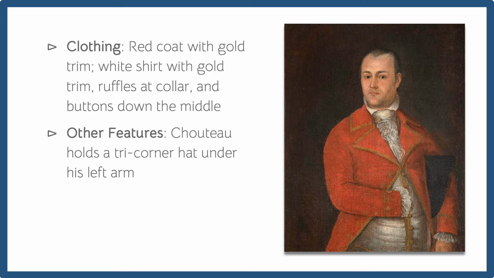The design of the coat and shirt is typical of French menswear during the 18th century. This style of fashion became popular throughout Europe in the latter part of the 1700s, with the gold details on the coat varying from country to country. What, besides the subject, is displayed in the painting? It's a little hard to see, but Chouteau holds a tri-corner hat underneath his left arm, a hat which was worn by the French and also popular in the 18th century.